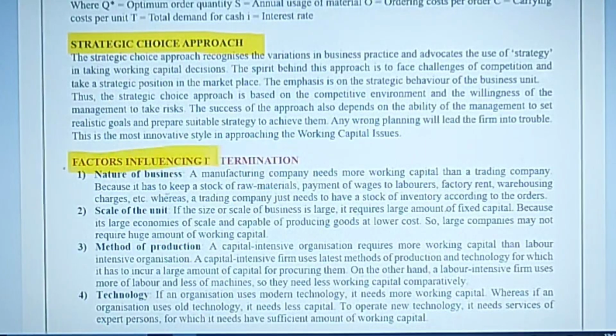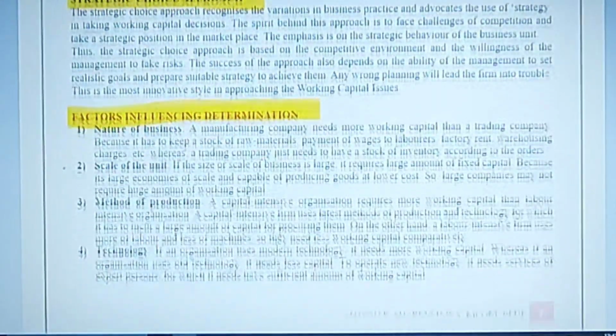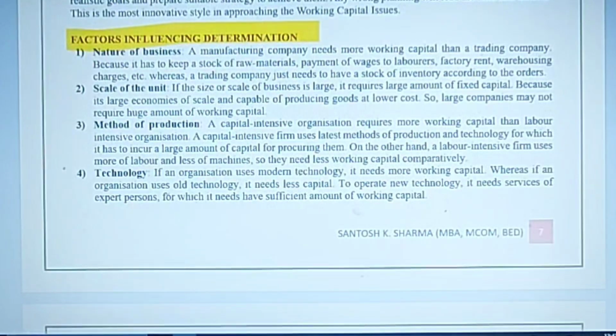Then we have the factors influencing the determination of working capital. How much working capital is needed? What are the different factors that affect the determination of this? So the first is, what is the nature of business? What is the scale of unit, like how big the firm is?